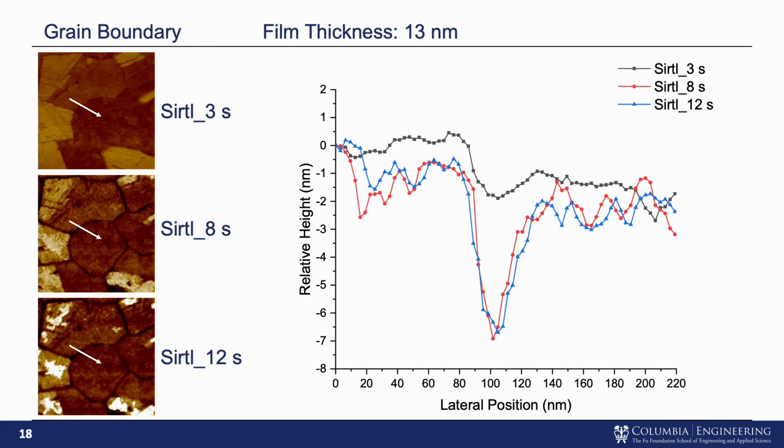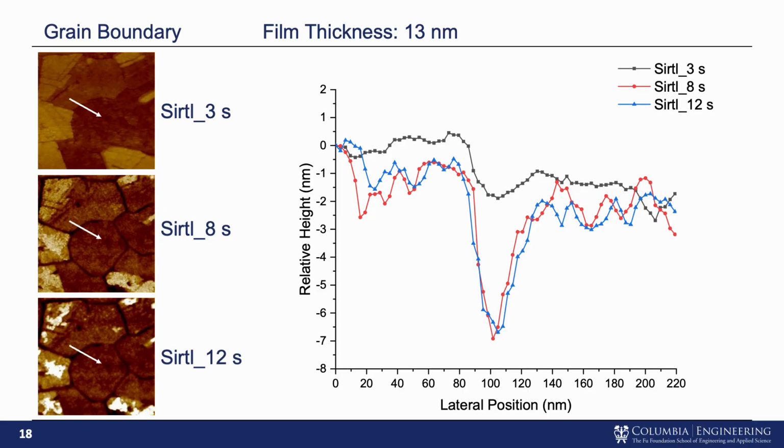On this slide, I focus on the representative grain boundary within the same tracked region. On the left is the AFM image at 3, 8, and 12 seconds, marked by the arrow of the grain boundary. On the right, I plot the corresponding height profiles extracted along the same line for all 3 etching times.